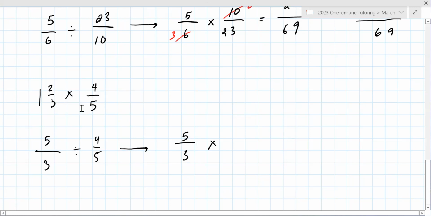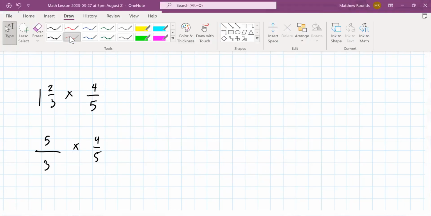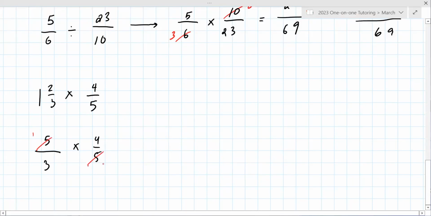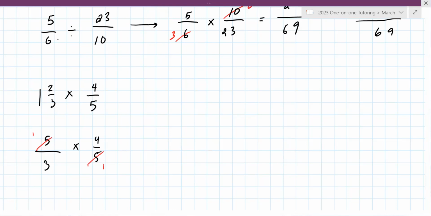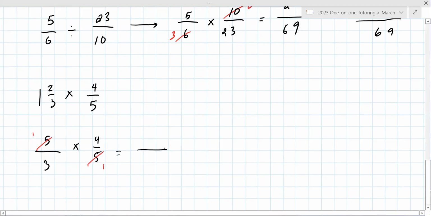Okay. All right. Well, then you don't have to change it. So then I guess any pre-reducing? 5 and the 5. Yeah, they both cancel. Produces 1 in both positions. Multiply the tops, multiply the bottoms. 4/3, and then that would become 1 and 1/3. Yeah, if you need to do that.